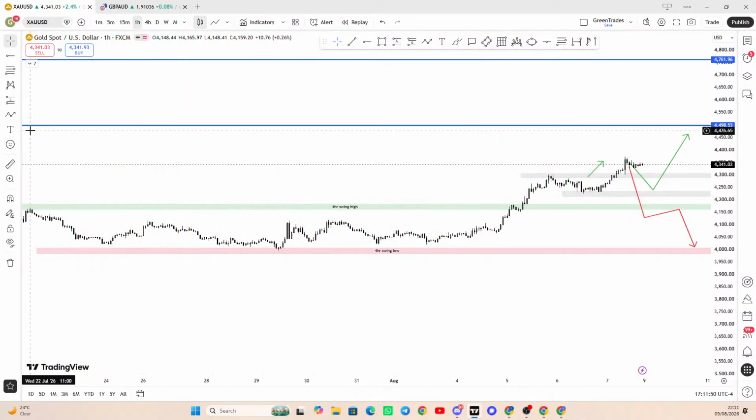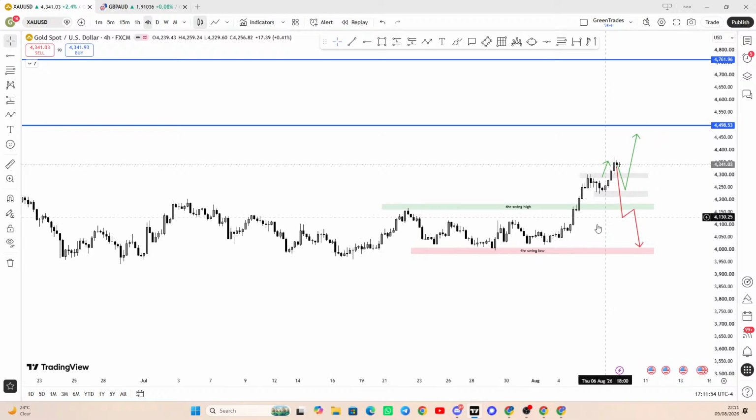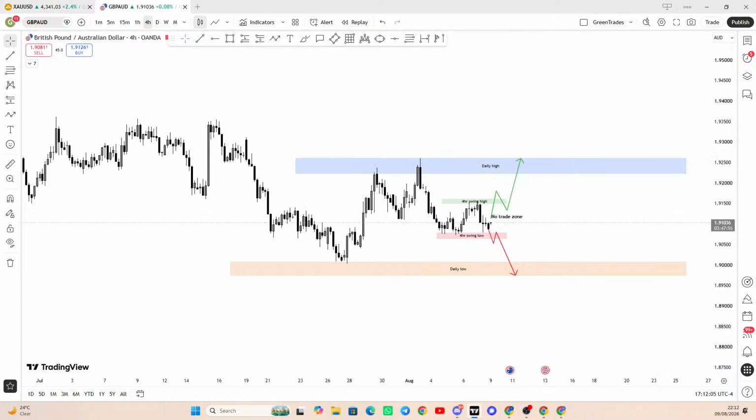Once New York opens tomorrow at maybe 2:30 UK time, and once the UK opens, it will give me a lot of volume. So we'll see what it says. But yeah, these are my analysis for gold, my analysis for GBP AUD.